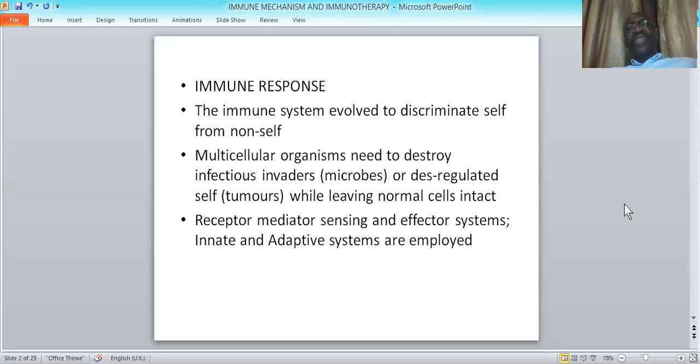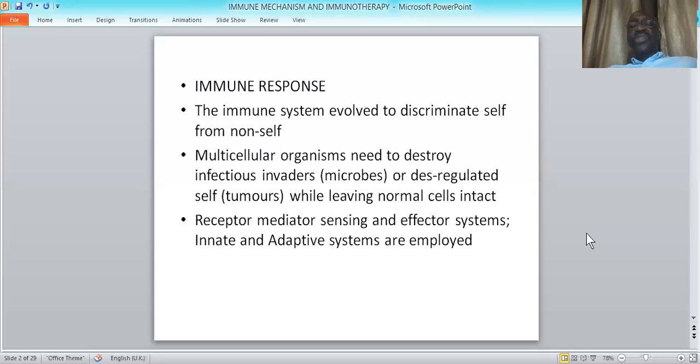We have in this immune response system receptors which sense either the invading microbe or sense cells that have gone out of control. We also have the effector systems that will eliminate these abnormal cells or abnormal organisms. Those receptor systems and the effector systems are contained within the innate and adaptive immune systems.